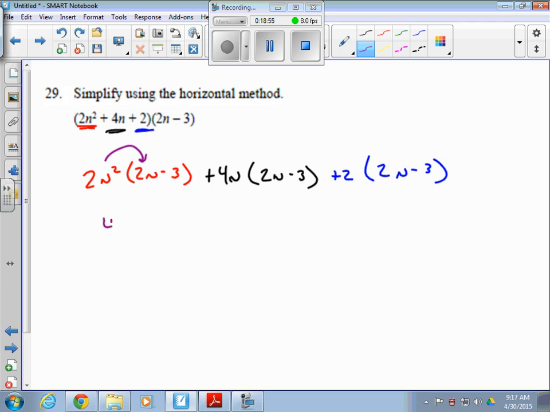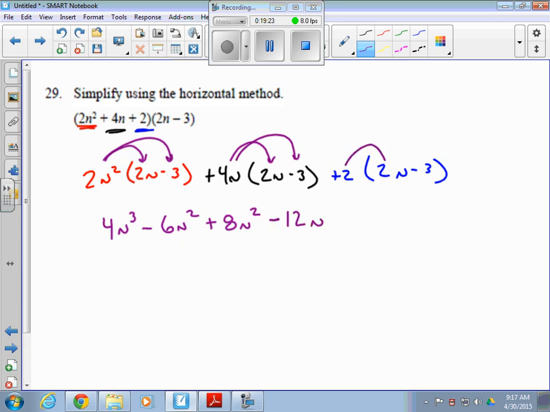2n squared times 2n. 2 times 2 is 4. N squared times n to the first. You add them up. N to the third. 2n squared times negative 3. 2 times negative 3 is negative 6n squared. Do the same thing with 4n times 2n is positive 8n squared because you add n to the 1 plus 1. And 4n times negative 3 is negative 12n. Do the same thing with 2 times 2n is positive 4n. And times negative 3 is negative 6.